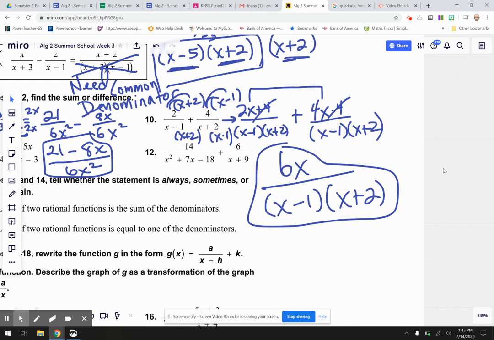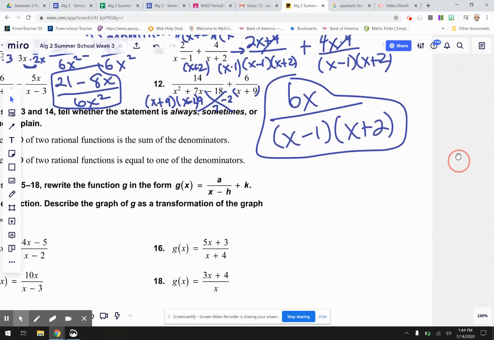12, you need to factor this one first. So two numbers that would multiply to give us negative 18, but add up to 7 would be a 9 times a negative 2. So you're going to have a denominator of x with a positive 9, that's this first 9 right there, and x with a negative 2. And your other one already has the x plus 9, so you just need the x minus 2 in the second fraction.